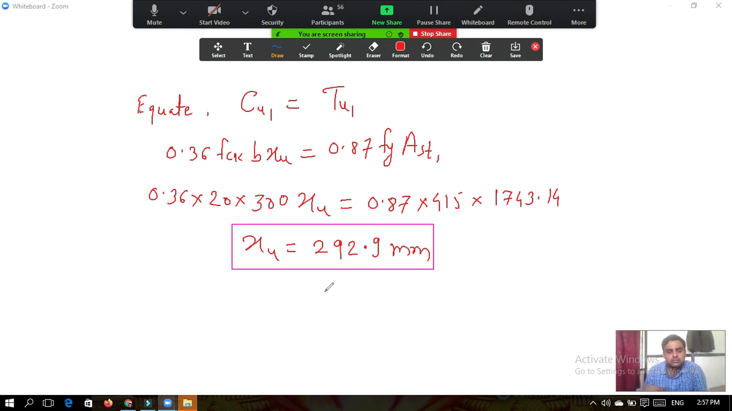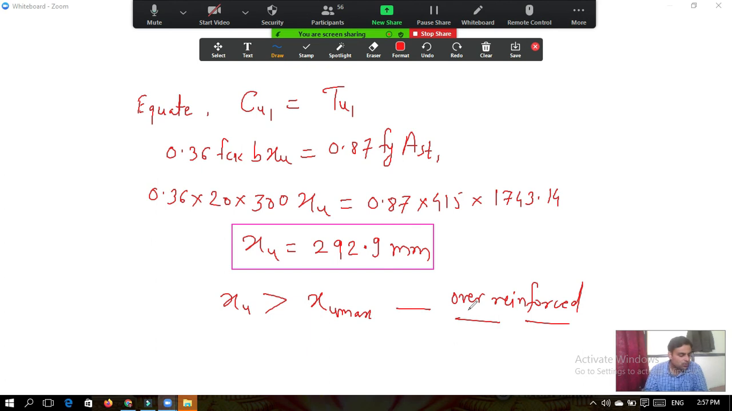Yes. Okay. So now compare the values of XU and XU max. Here you will observe your XU is greater than XU max. So your section is an over reinforced section. We generally avoid designing over reinforced sections.